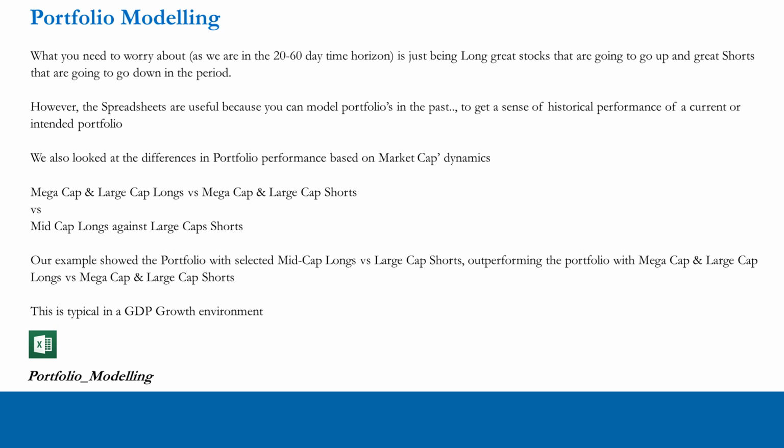The first portfolio he looked at was made up of mega cap and large cap longs versus mega cap and large cap shorts. The second model portfolio was made up of mid cap longs versus large cap shorts. In the example shown in the spreadsheet video, the portfolio with selected mid cap longs versus large cap shorts outperformed the portfolio with mega cap and large cap longs versus mega cap and large cap shorts.